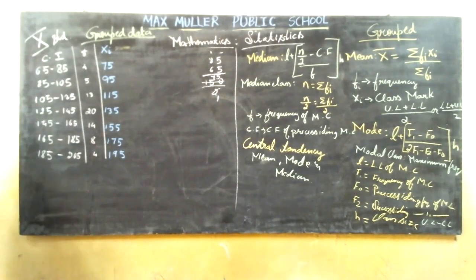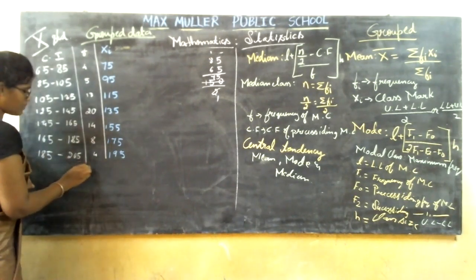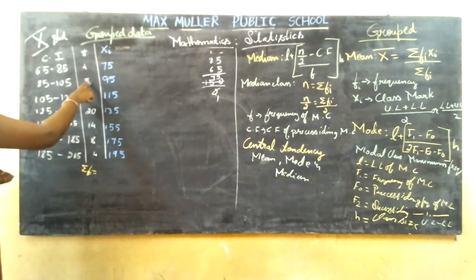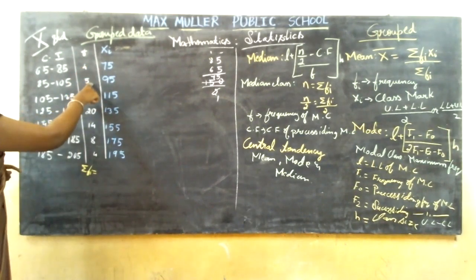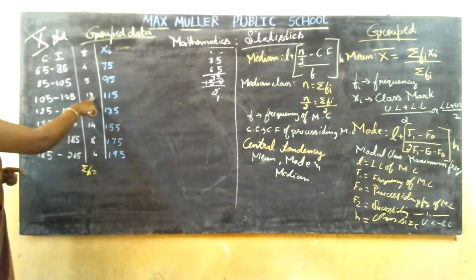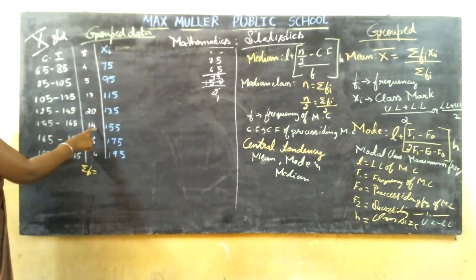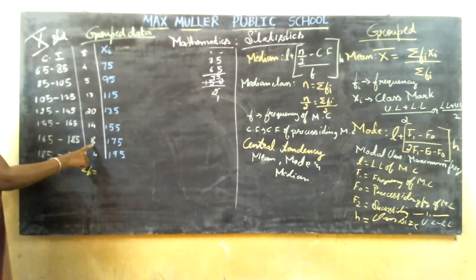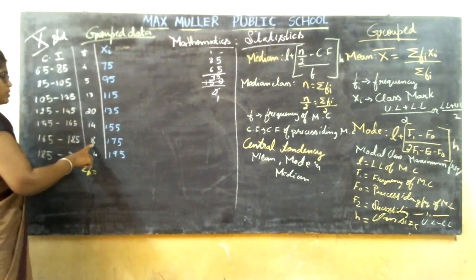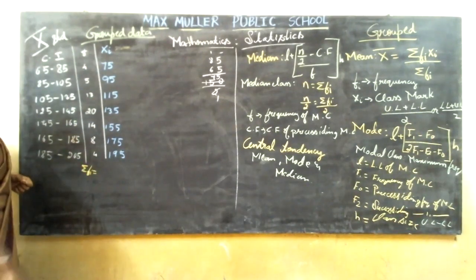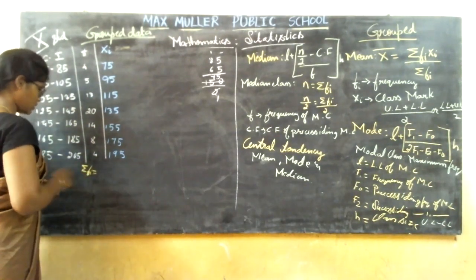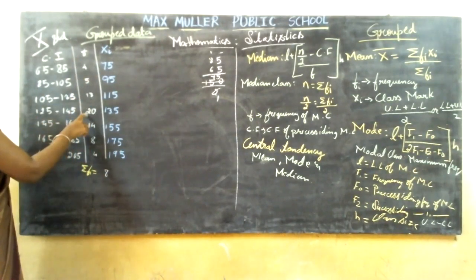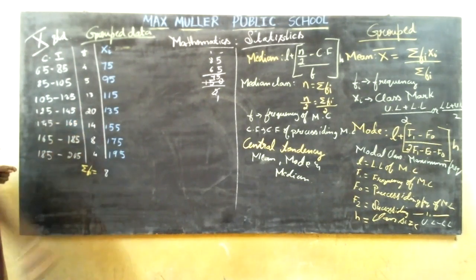Now, what is the thing you are going to find out? You are going to find out sigma fi. What is the value of sigma fi? 4 plus 5 is 9. 9 plus 3 is 12. 12 plus 4 is 16. 16 plus 4 is 20. 20 plus 4 is 24. 24 plus 4 is 28. So it is 8 and 2. 2 plus 1 is 3. 3 plus 2 is 5. 5 plus 1 is 6.